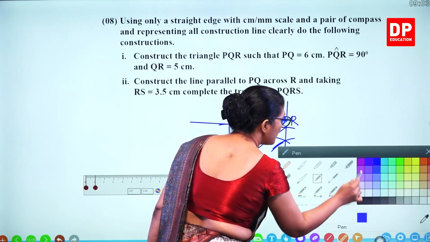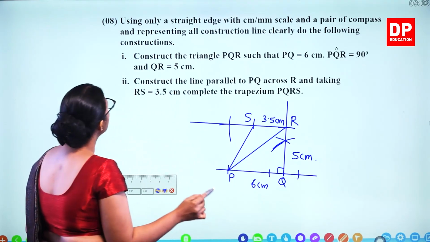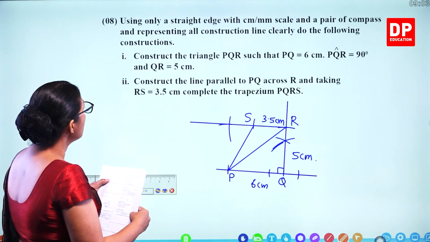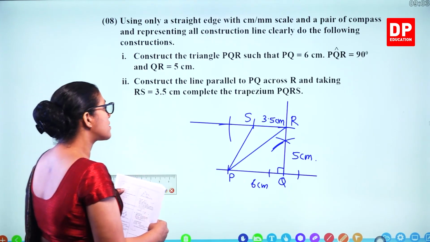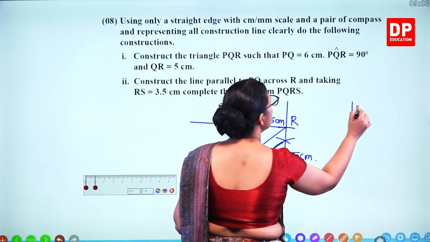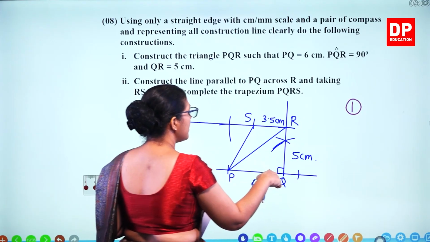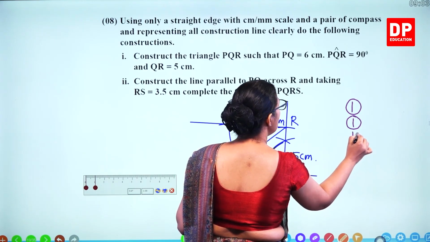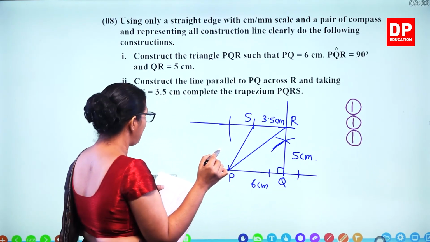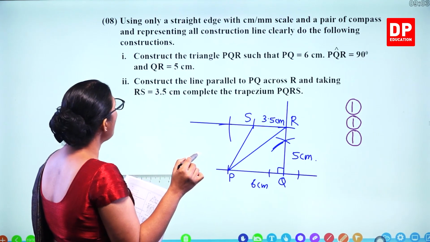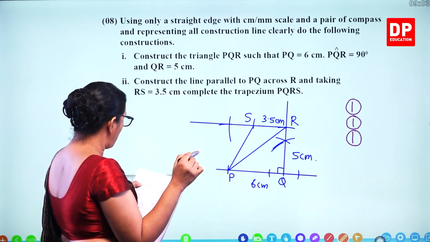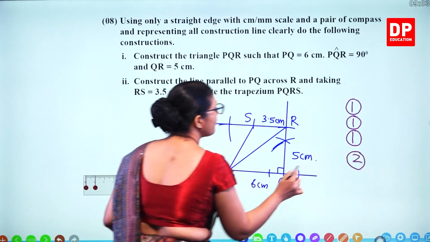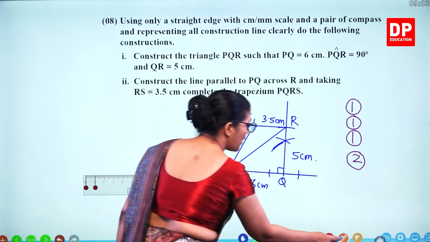How many marks for these steps? 2 steps are there. So you get constructing the triangle 3 marks. 1 mark for constructing PQ length, and then QR 1 mark, and angle 1 mark. So 3 marks there, and then 2 marks for completing the trapezium. So altogether 5 marks for that.